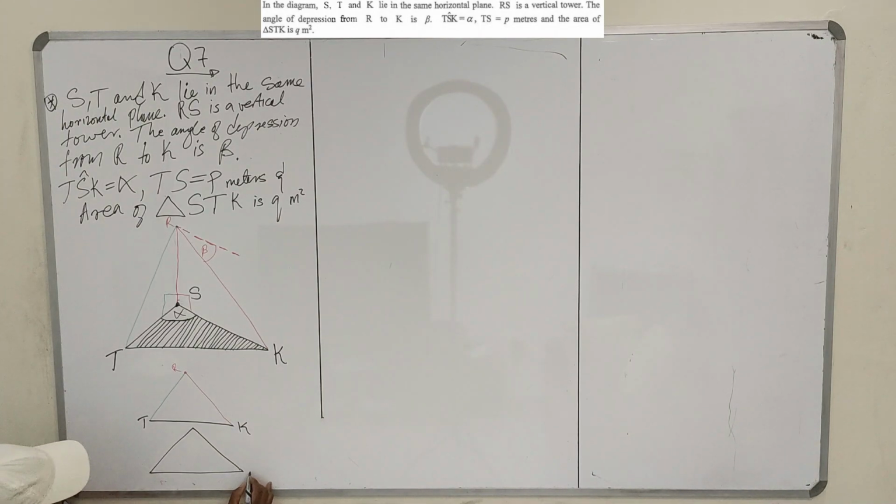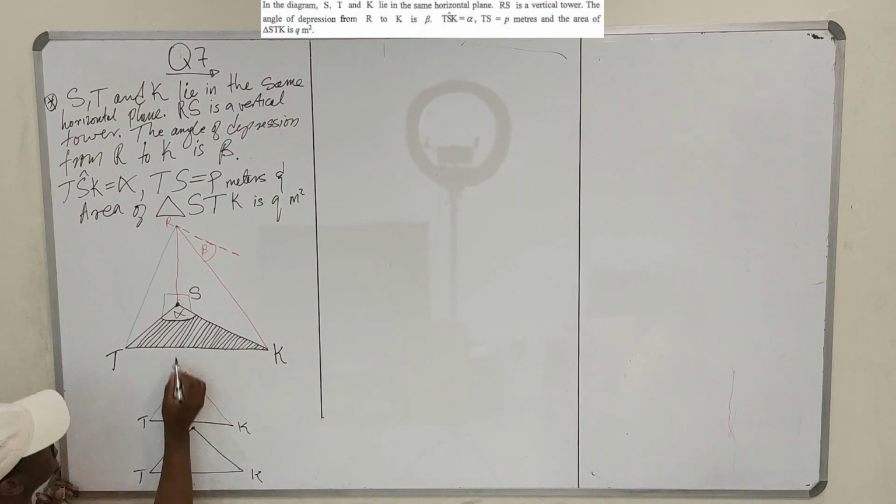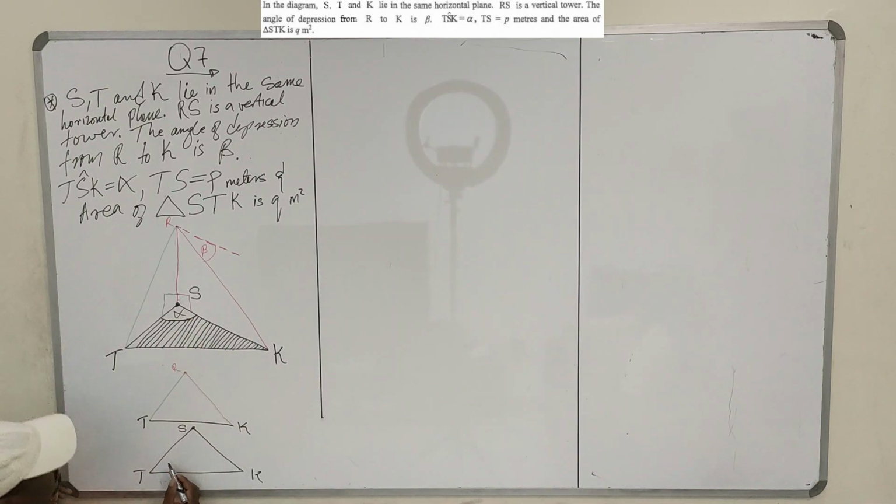So you have K, you have T, right? And this is S, this position here. So this is the base of the triangle. So this is your alpha here. So here's the base of the triangle, it's this base over here.